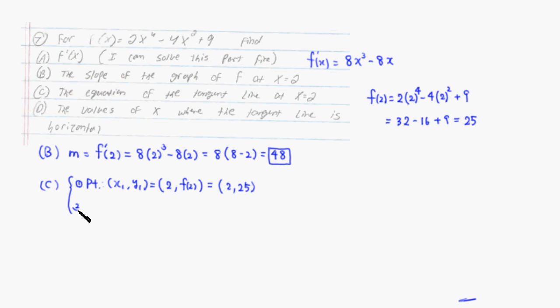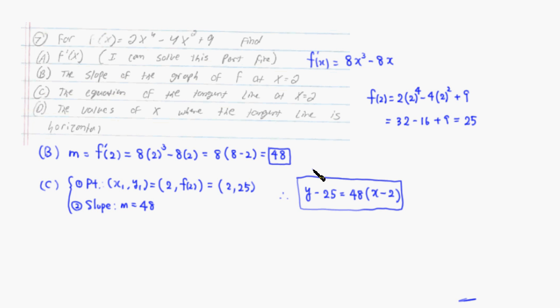And the second piece of information we need is the slope. The slope, we just got that to be 48 from part B. So therefore, the equation is going to be y minus y1, which is 25, is equal to the slope, 48, times the quantity x minus x1, which is 2. So this is the equation of the tangent line.